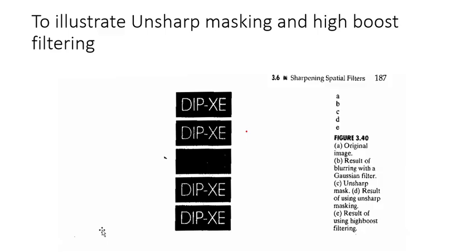Next is the original image. First one is the original image, and the second diagram represents the result of blurring of the image. The third one, that is diagram C, represents the unsharp mask, the fourth diagram represents the result of using unsharp masking, and the fifth diagram represents the result of using high boost filtering.